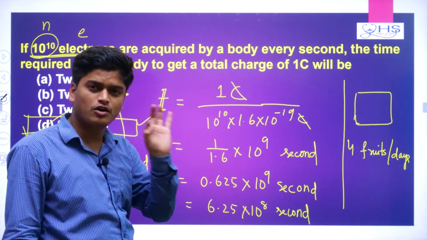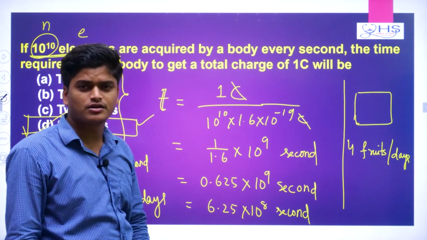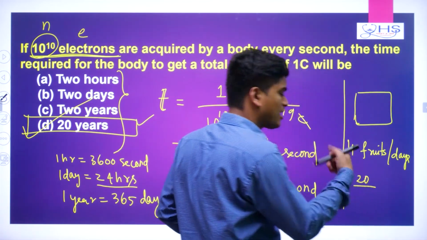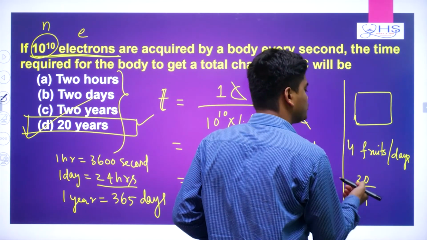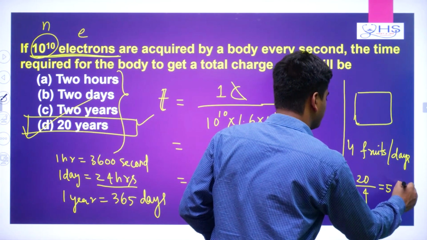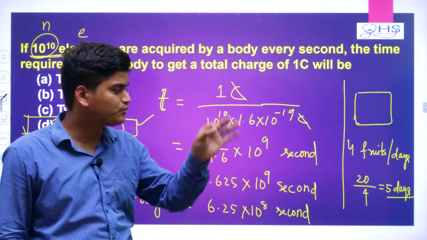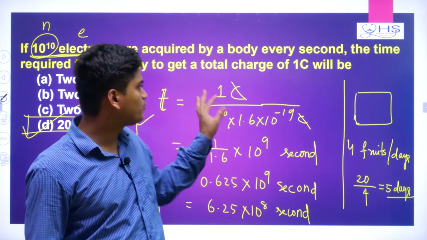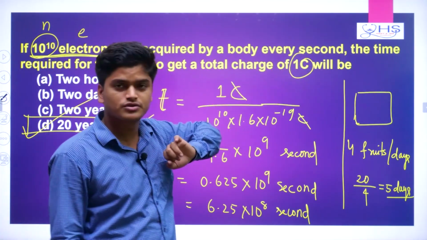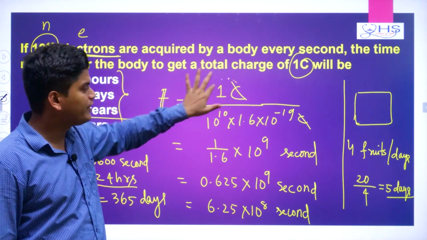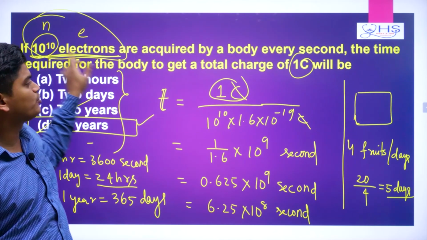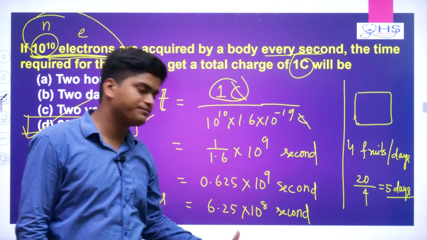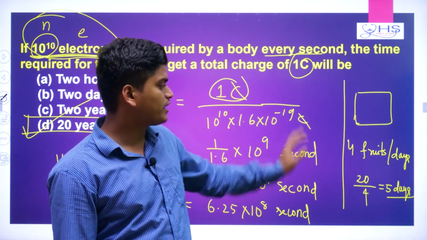Remember, every day you can bring only 4 fruits, not more or less than that. So if 20 fruits are to be accumulated, divide by how much you bring per day, which is 4. It will take 5 days. Similarly, 20 divided by 4 fruits per day, like per second, gives the answer 5. With this type of example you can get the idea.